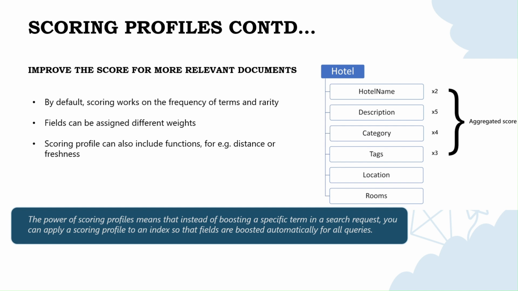Now imagine we have a hotel index with a scoring profile. So in this profile, the description field is marked as 5 times more relevant as compared to the location or the rooms field. And similarly, the category field is marked twice as relevant as the hotel name. But scoring profiles don't stop here. They also support functions, and this is where it gets even more powerful. Functions like distance and freshness allow you to fine tune the scoring. For example, with freshness, you can define how long new documents should have a boosting advantage before their score levels out with the older documents.